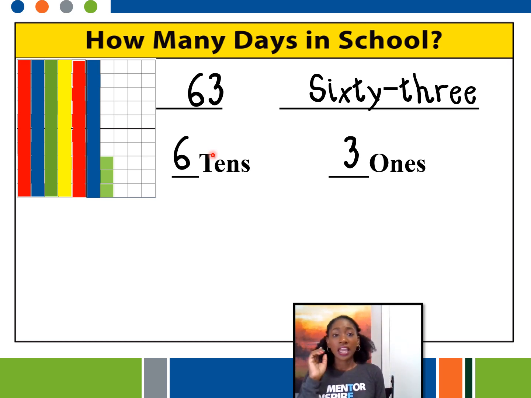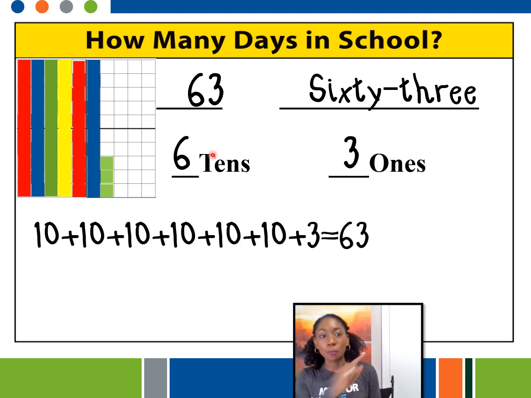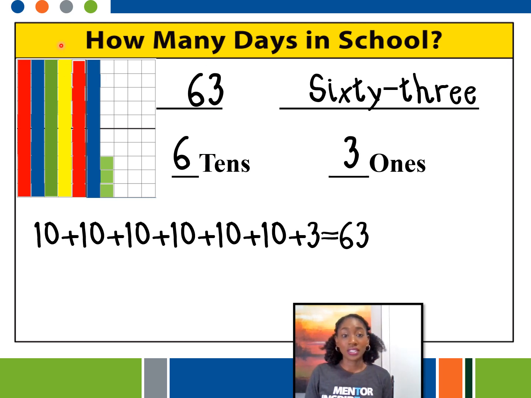And I decided to, you probably remember, write a 10 for each tens bar. So Ms. Kyler has 10, and then another 10, and then another 10, plus another 10, plus another 10, plus another 10, plus 1, 2, 3. And we know 6 tens plus 3 equals 63.